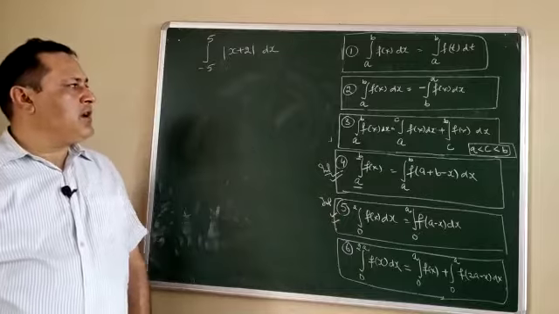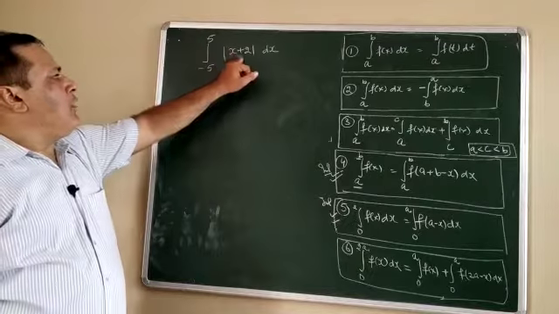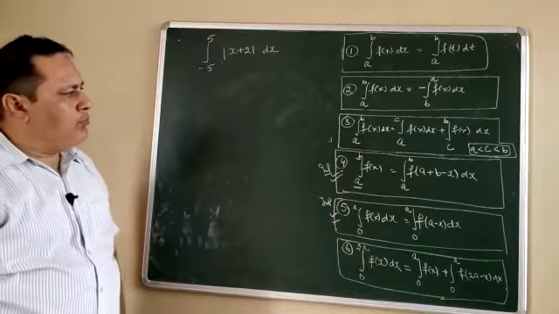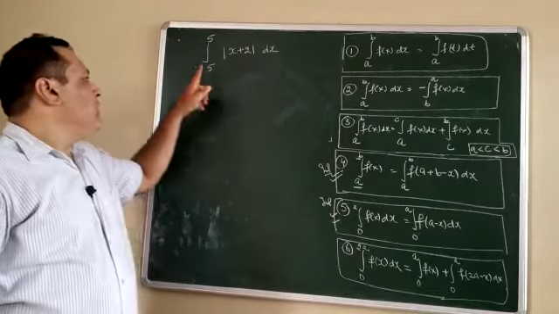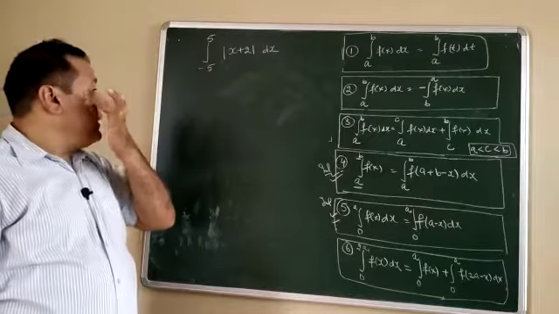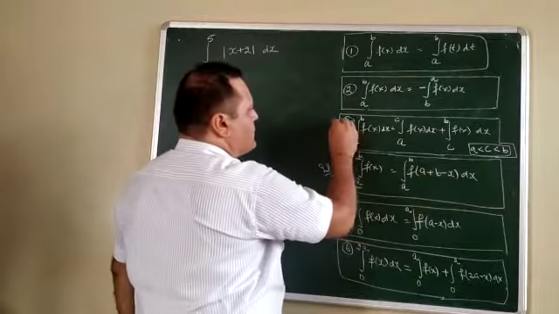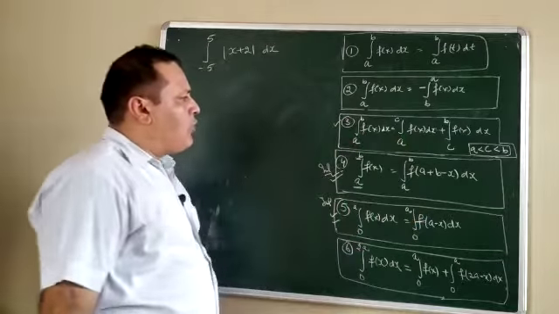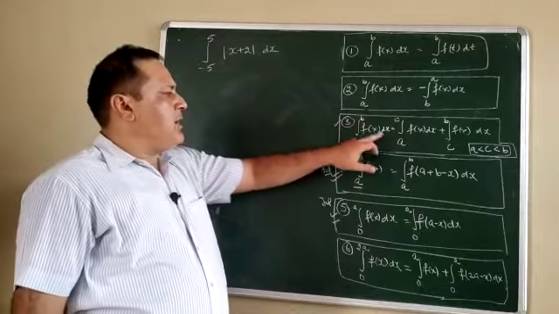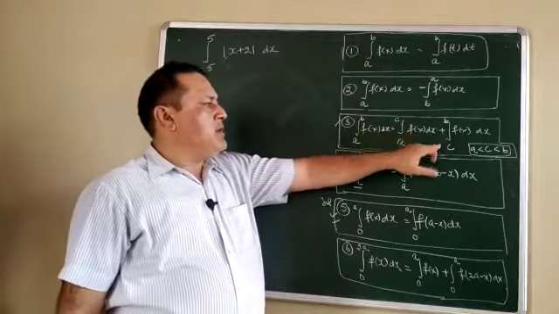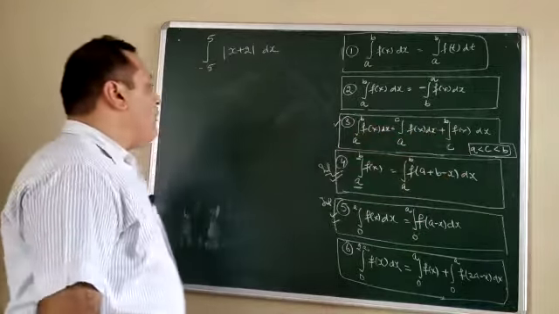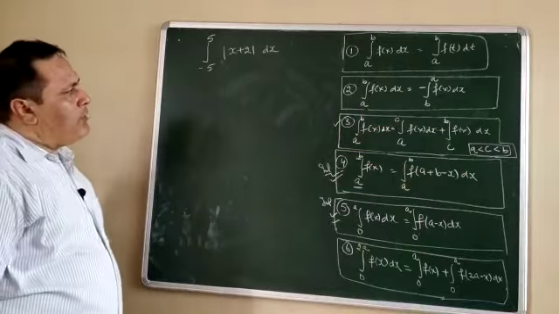But now see the second variety. It is mod of x plus 2 that is given to you, the limit from -5 to 5. In case of mod, I already told you we have to utilize this property. In case of mod, the function is always broken between the limits a to c and c to b. Now how can we simplify and get the result?